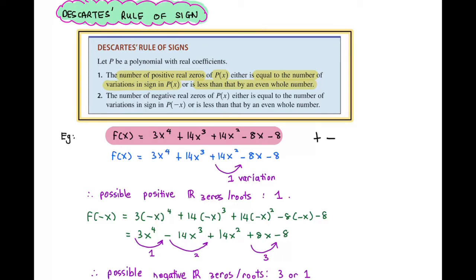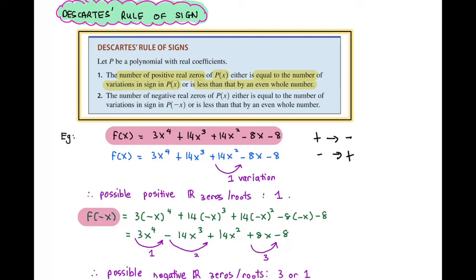We want to find how many variations there are from plus to minus or minus to plus. For example, in f(x) here, we only have one variation, plus to minus. Therefore, since you have one variation, we can say that the possible positive real zeros, you only have one. Now let's find the possible negative real zeros, which is just to substitute into your f(x), let's find f(-x).